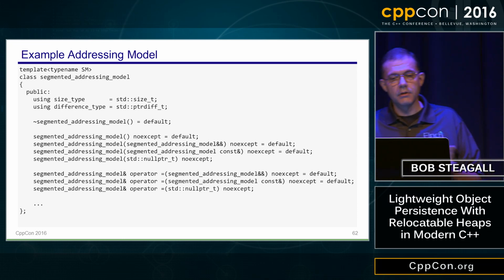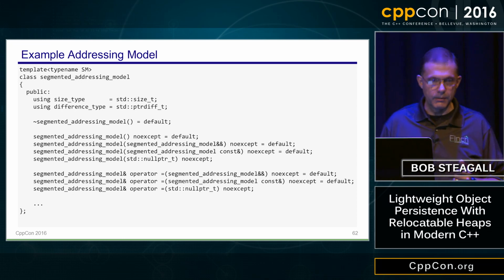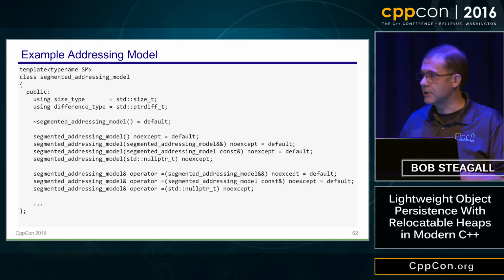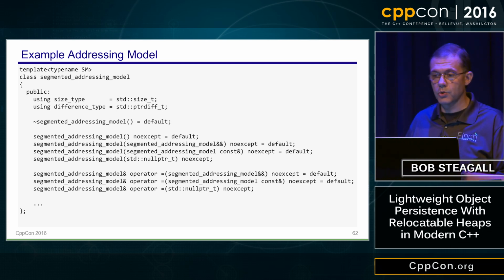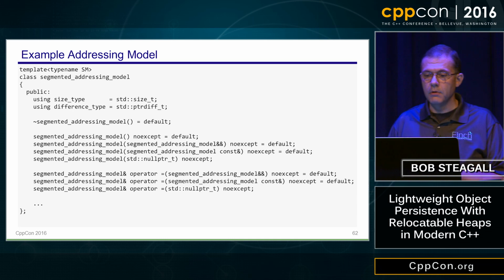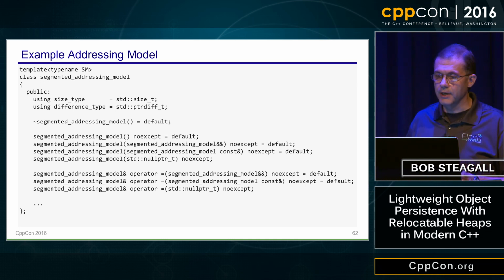Okay, so let's look at some code. I'm going to walk through some types, looking at basically some class definitions and one or two function definitions, and then moving on to a short demo which hopefully will work. So let's look at an example of the lowest level, the addressing model type.